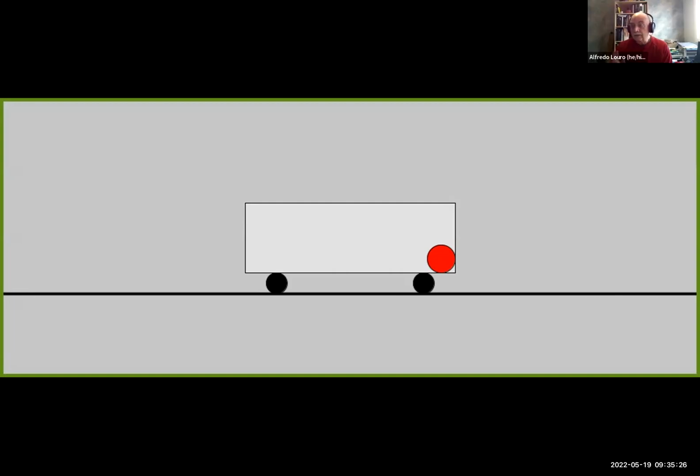Right, and this is important. You are sitting inside the train.